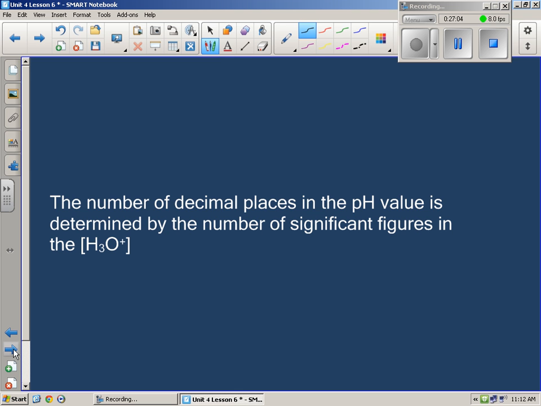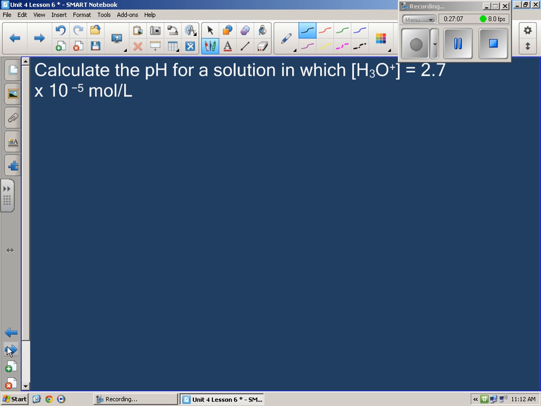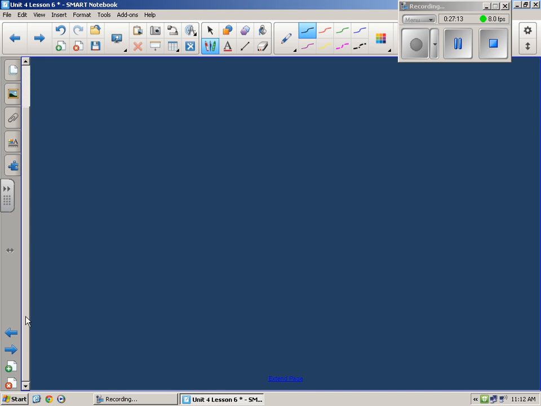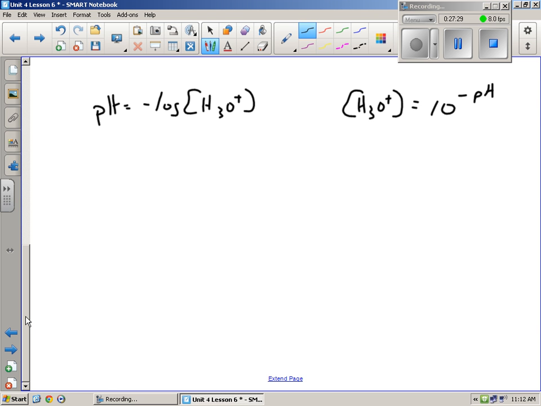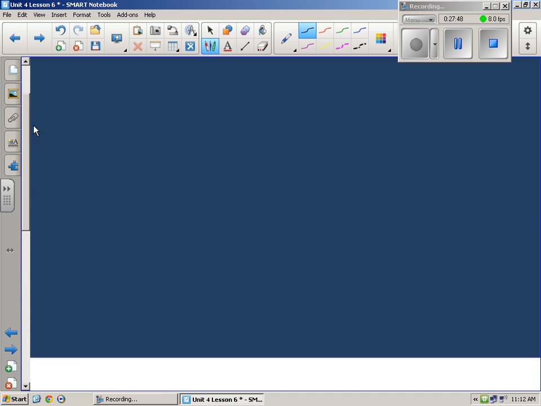We're going to do some examples. I'll show you. Calculate the pH for the solution in which H3O plus is 2.7 times 10 to the negative 5. So we're calculating the pH of this. Which formula do you want to use for this question? Those are your 2 options, of course. Left one or right one? Read the question. Okay, you're looking for the pH. So you're going to put pH is the negative log of 2.7 times 10 to the negative 5.